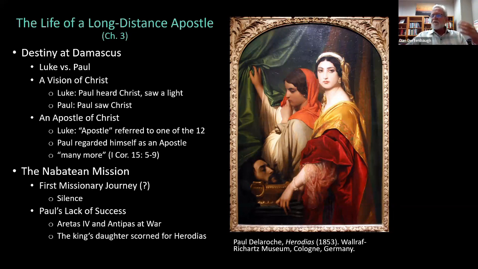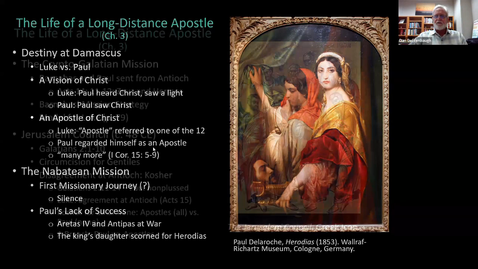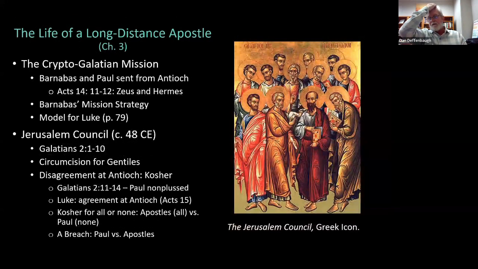So the king's daughter was scorned for Herodias. In the midst of that conflict, Paul goes down to Petra, and there in that city has no success whatsoever, and then runs back to Tarsus, presumably with his tail between his legs, and stays there for 14 years until Barnabas comes and gets him. And thus begins the next section of his life, that is entitled in our chapter, The Crypto-Galatian Mission.